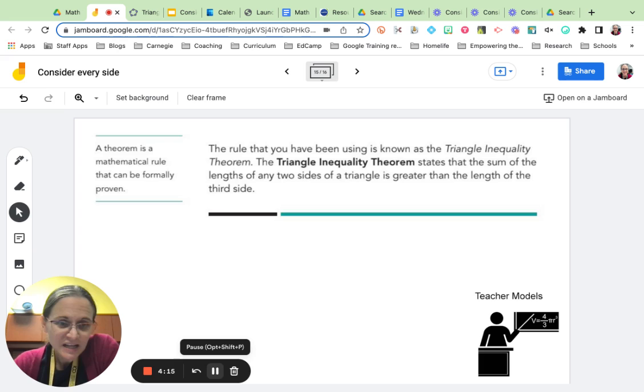Earlier, I alluded to the name of the rule that we are using. It is called the triangle inequality theorem. The triangle inequality theorem states that the sum of the lengths of any two sides of a triangle is greater than the length of the third side.